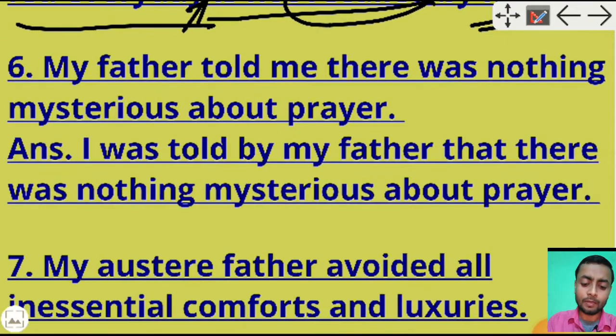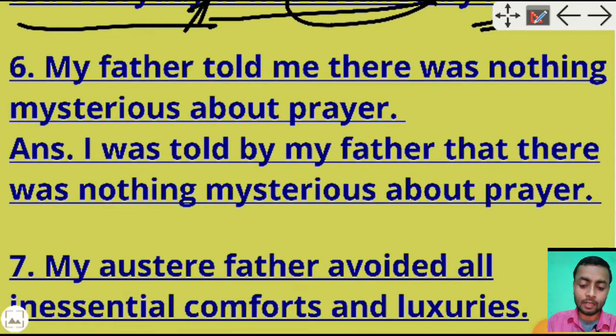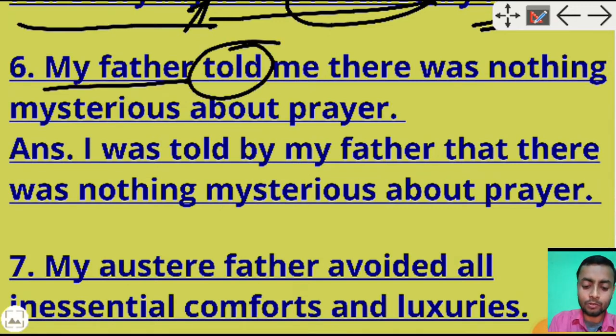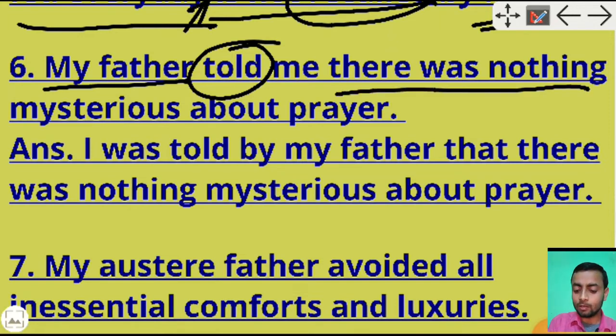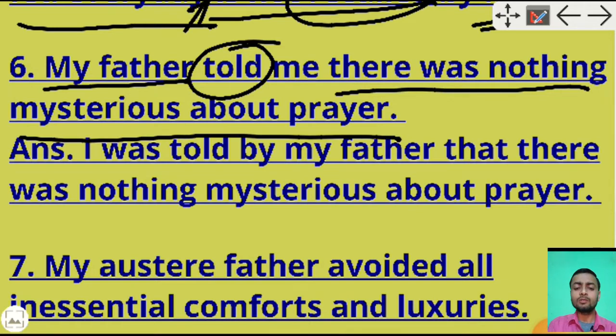My father told me there was nothing mysterious about prayer. So my father, subject, told, verb, and the verb is in the simple past tense. So told me that there was nothing mysterious about prayer. So told me what he told, that there was nothing mysterious about prayer. So here you can see that there are two objects. First, told me: whom did he tell? It is I, means me, one object, and the second object, there was nothing mysterious about prayer.